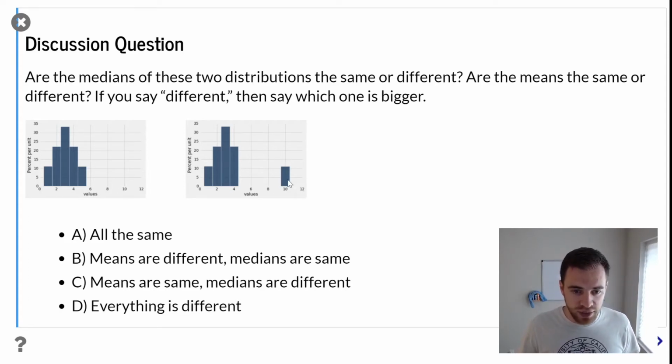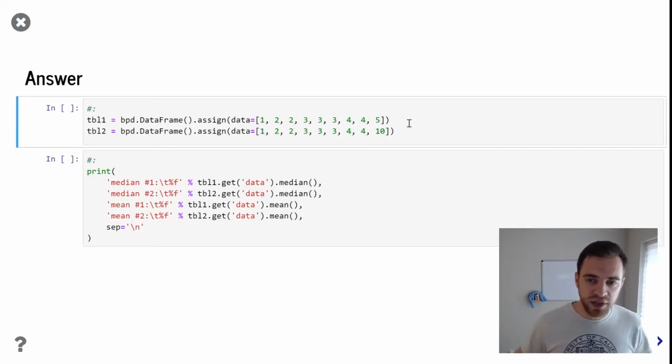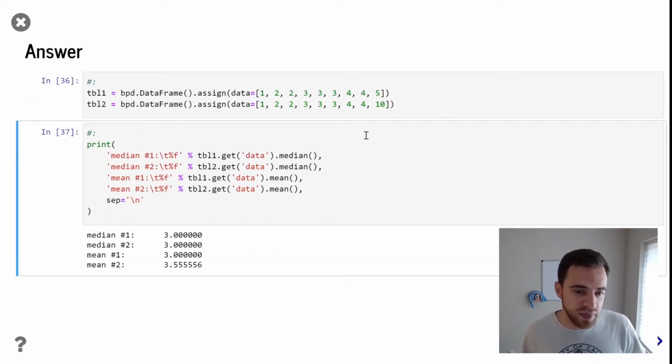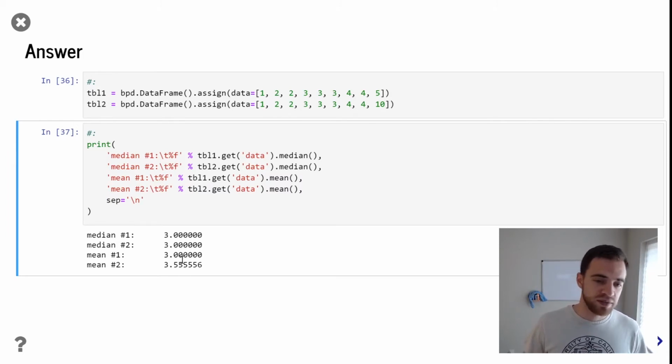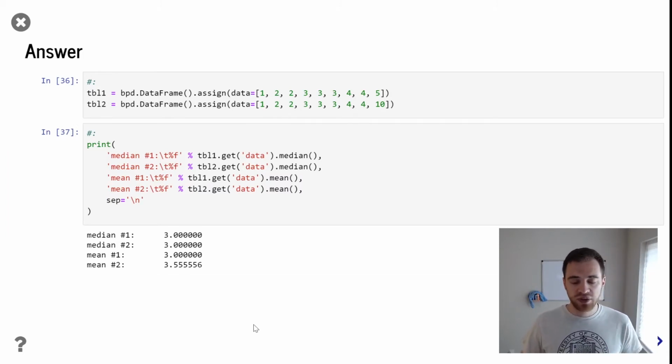It's getting larger here, so the mean is going to change. The medians are the same, the means are different. It's answer B. We can check that by figuring out what the new array is. Remember, I'm just taking the last entry, 5, and changing it to 10. So I have table 1 and table 2. I'll calculate the medians and the means of both. You see that the medians are the same, the means are different, and the mean increased because I'm increasing the numerator but keeping the denominator the same.